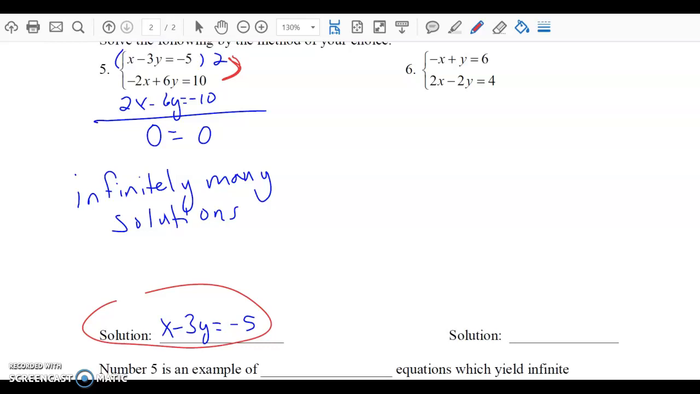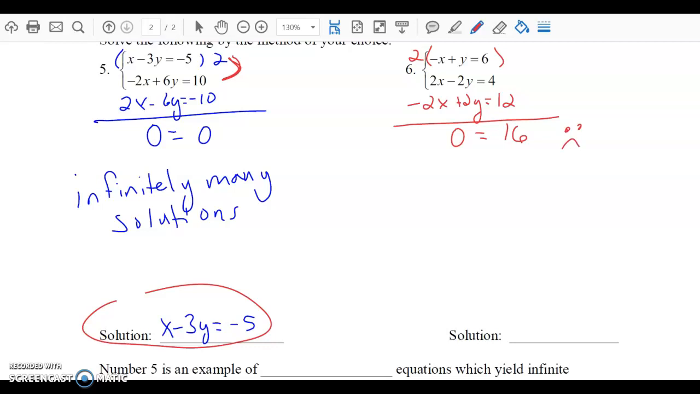Alright, look at the second problem. I'm going to multiply the top by 2 again, and I get negative 2x plus 2y equals 12. And now I'm going to add, and I'm going to get 0 equals 16. Well, that doesn't make any sense. 0 does not equal 16.